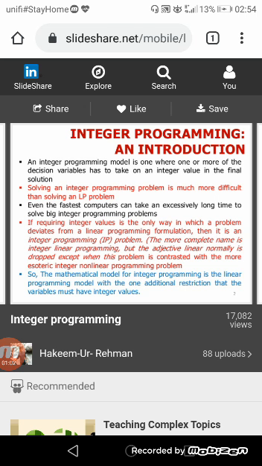Now, some researchers call it the integer programming problem, where the final solution must be integer, and some researchers call it the integer linear programming problem, where the solution can be a combination of integer values and also real number or decimal values. We're going to explain this better in the next slide. So, the mathematical model for integer programming is the linear programming model with one additional restriction: the variables must have integer values.